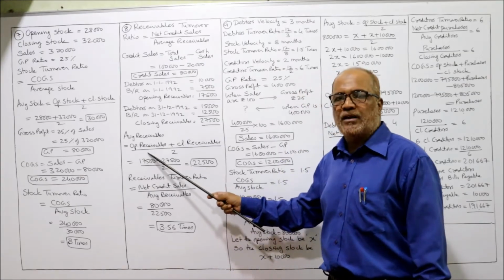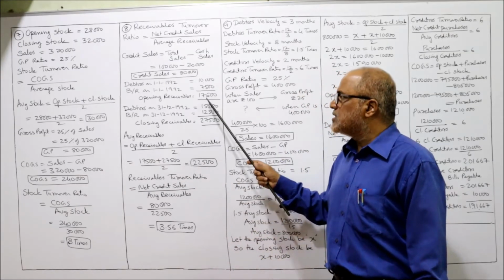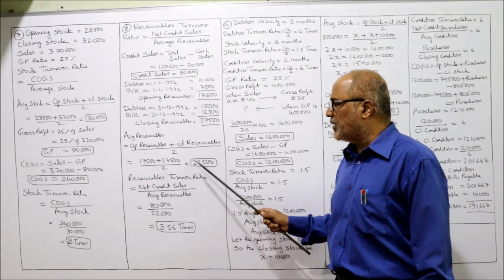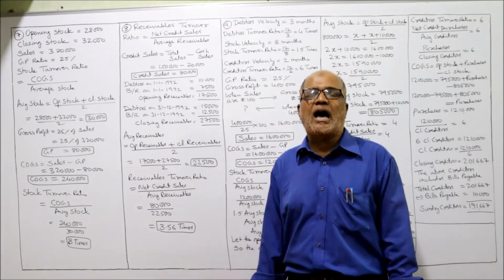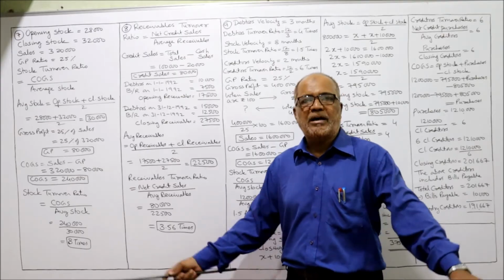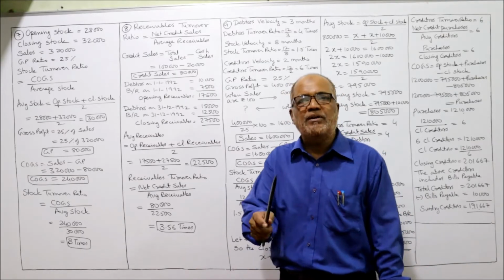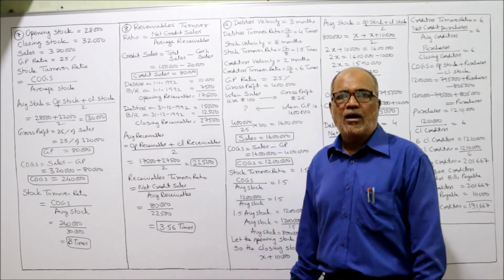Average receivables, opening receivables plus closing receivables divided by 2. 17,500 plus 27,500 divided by 2. 22,500 is the average receivables. That's it. Both the values we got, simply we substitute in the formula.